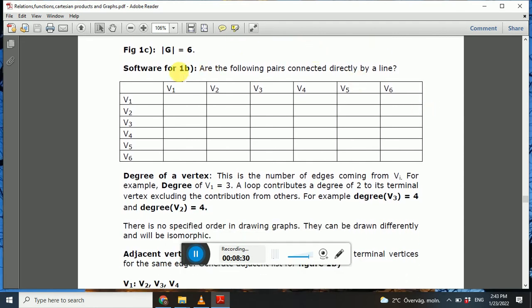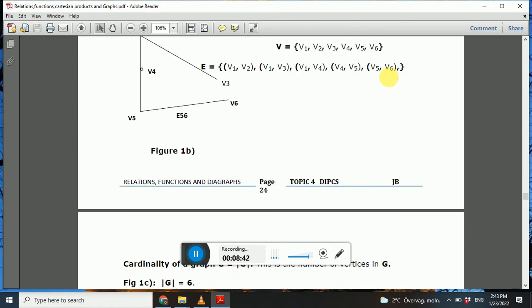So then there's an example here for you to try that. Are the following pairs connected by a line? So they want you to look at the graph here and then tell whether there is an edge between V1 and V6, V1 and V3, and so on. So in this exercise, remember, we've already looked at all these vertices here. So we have V1, V2, V1, V3, V1, V4, V1, V5, V5, V6.